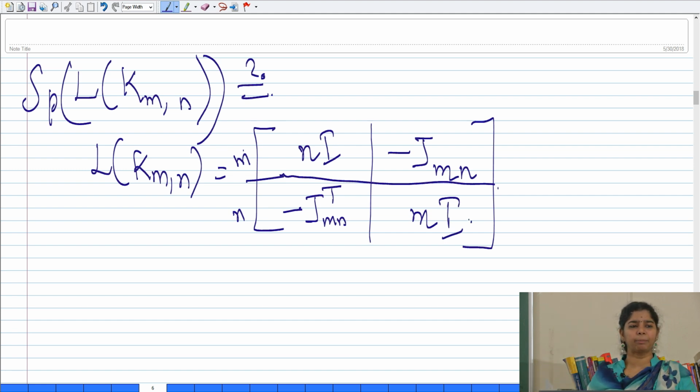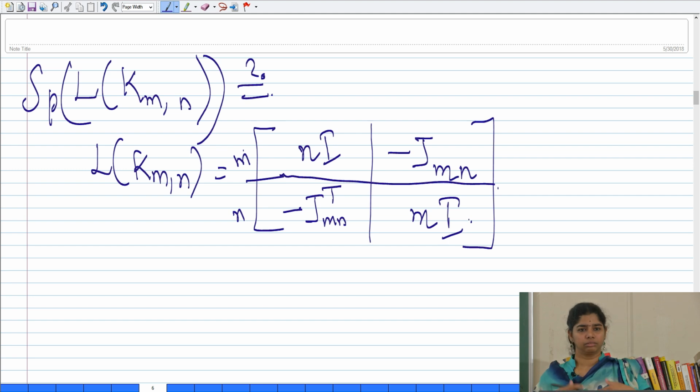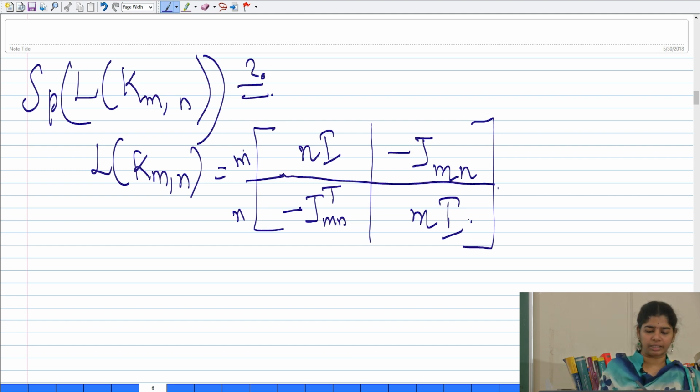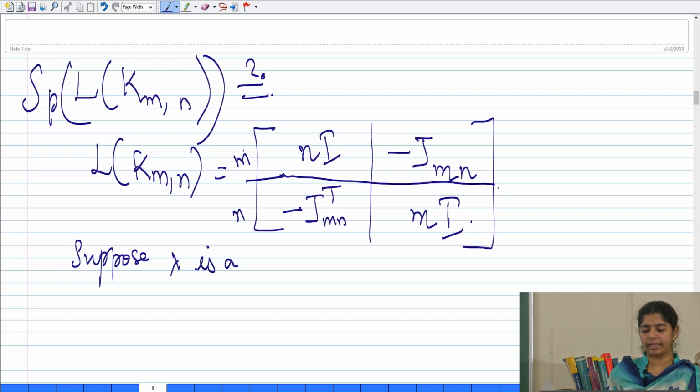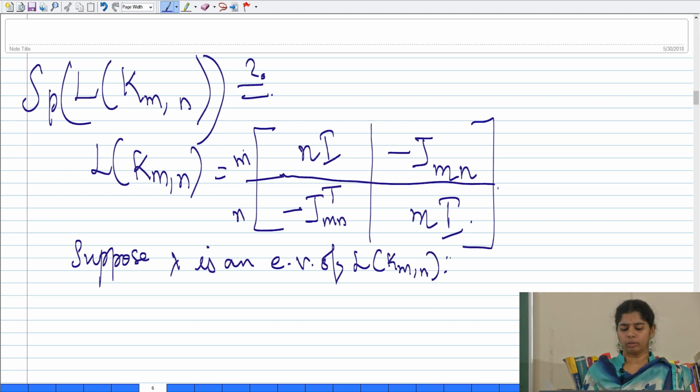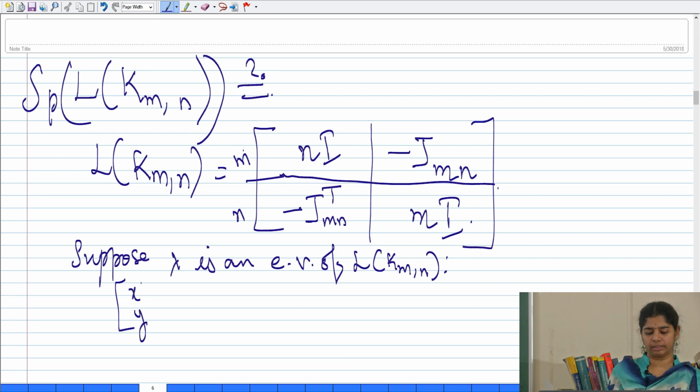Now if I want to find the spectrum of this, I want to find the eigenvalues lambda, right? If we do the usual method, we have to take the corresponding vector, multiply and see. So the same way we will start. Suppose lambda is an eigenvalue. Here for every graph I am giving you a different way of getting the eigenvalues, so you can use any of them, whichever fits the context. So suppose lambda is an eigenvalue of this matrix L of K m,n, and let x, y be the block vectors.